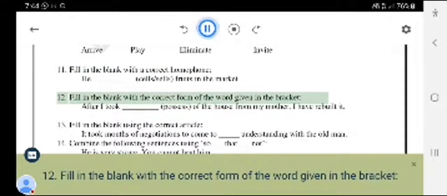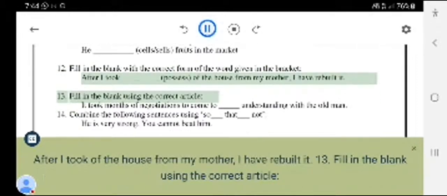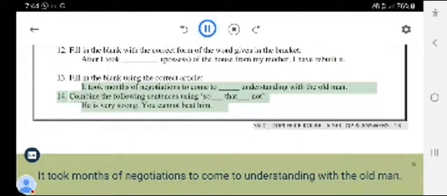12. Fill in the blank with the correct form of the word given in the bracket. After I took of the house from my mother, I have rebuilt it. 13. Fill in the blank using the correct article. It took months of negotiations to come to understanding with the old man.